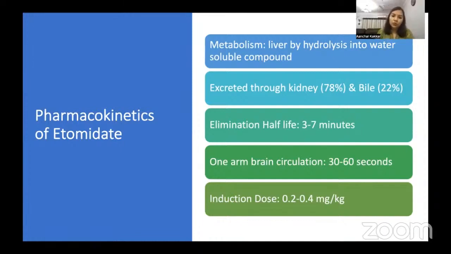Now a new phrase has come, one arm brain circulation. It is important in the propofol context also. You may be asked, what do you understand by one arm brain circulation? It is defined as the time taken by the drug from the injection site to reach the brain. It more or less coincides with the onset of action of the drug. So propofol and etomidate both have a very short one arm brain circulation, 30 to 60 seconds.